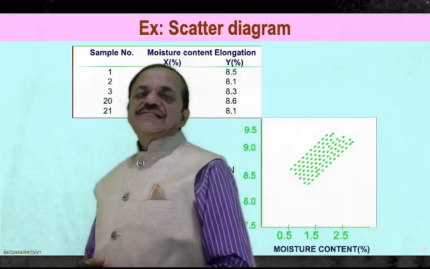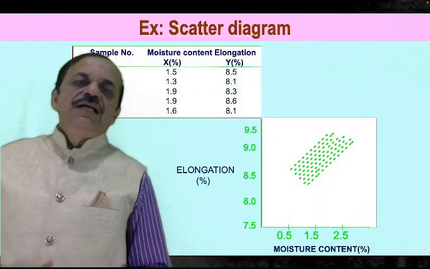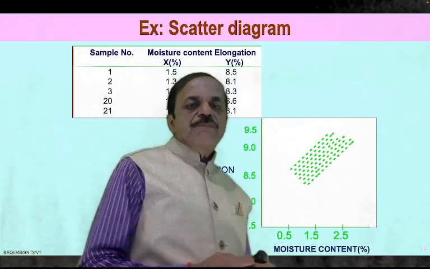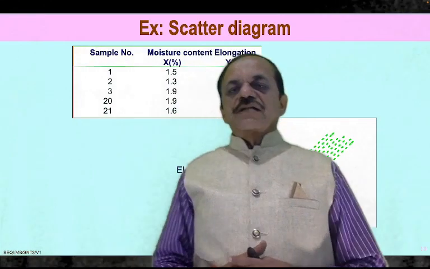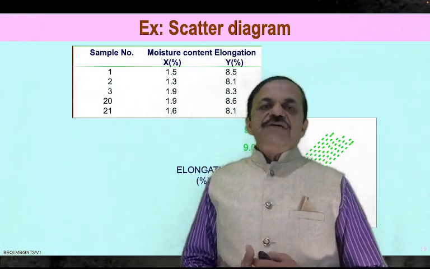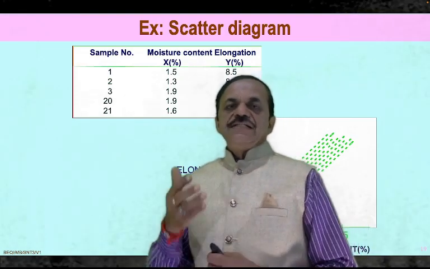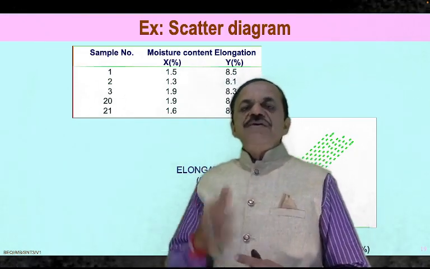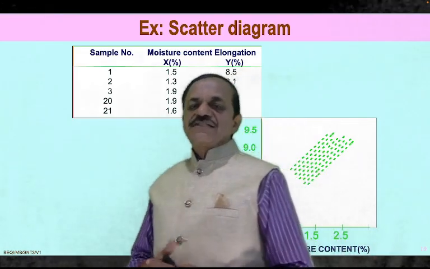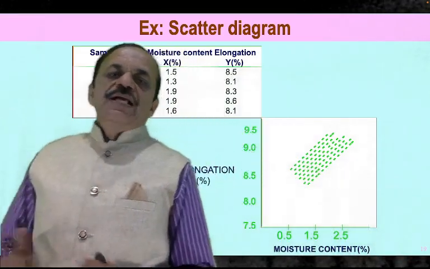Now, to understand the scatter diagram, I have taken one example here: elongation of a rubber product versus the moisture in the rubber content. An experiment was conducted, and the results were tabulated and plotted in a scatter diagram. Output being elongation, it is put on the y-axis. Input being moisture content level, it is put on the x-axis.